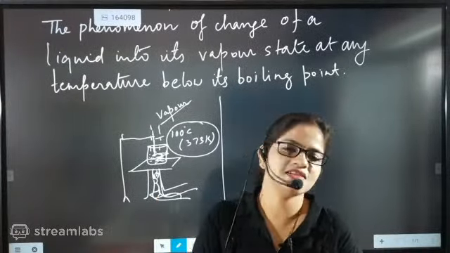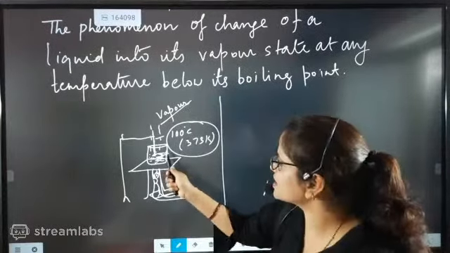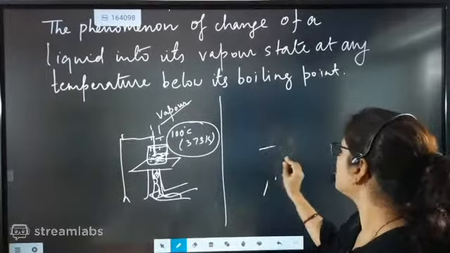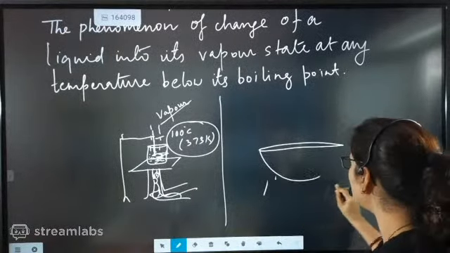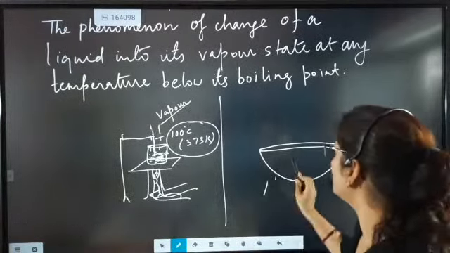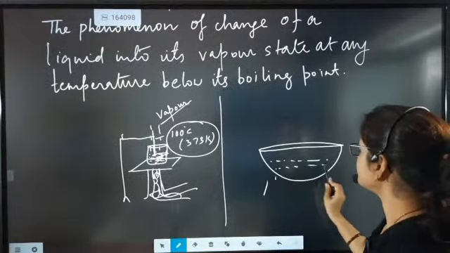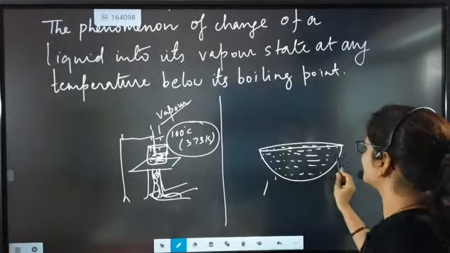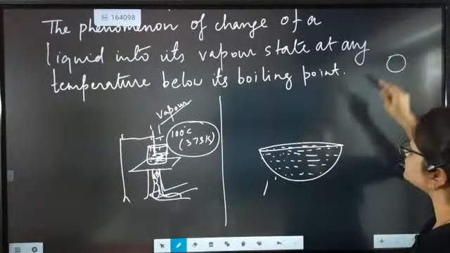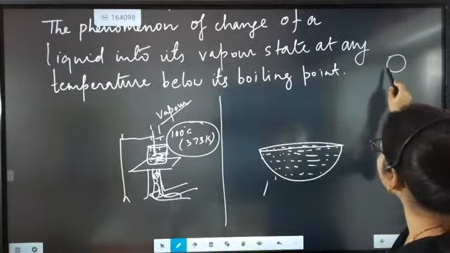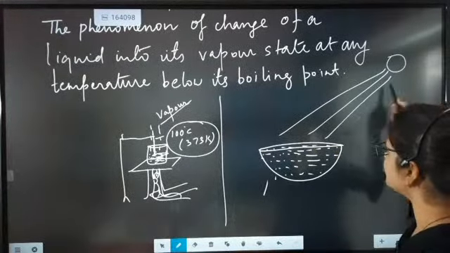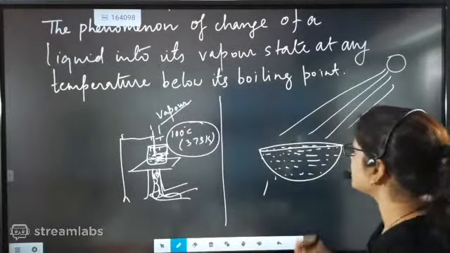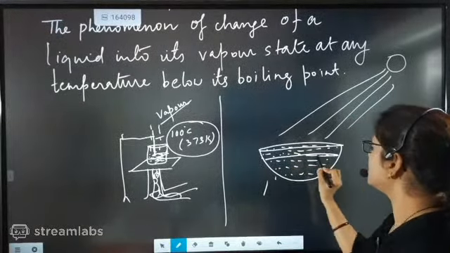Now listen to me very nicely, children. Understand this: how is this section different from evaporation? Now I have kept a bowl full of water, filled to the top level, and I kept it outside. Now sun rays are falling on it. Only one thing: the sun rays are falling on it, and after 2, 3, 4 hours I returned and saw that the level of water had gone down.